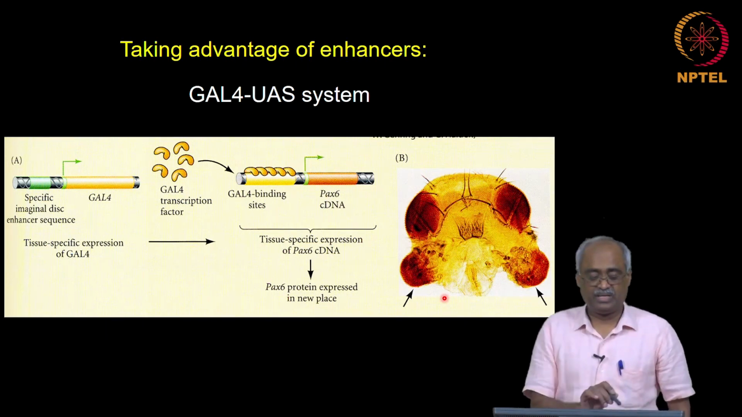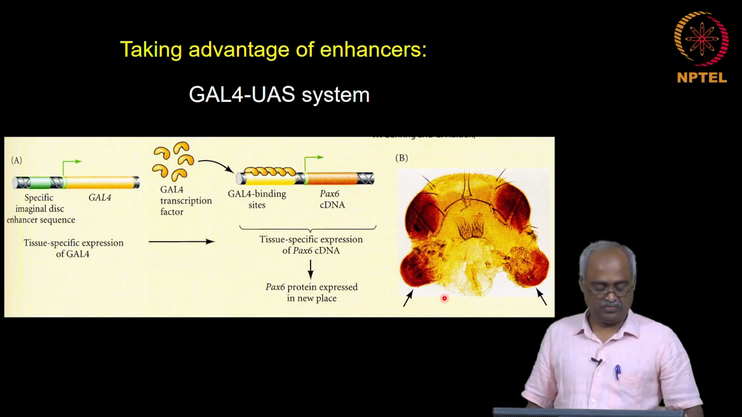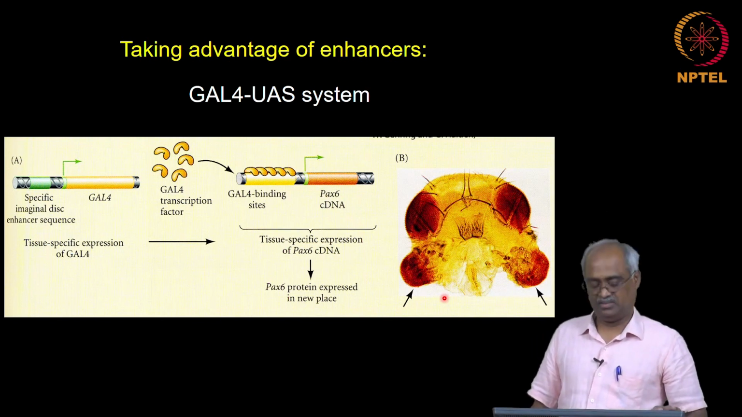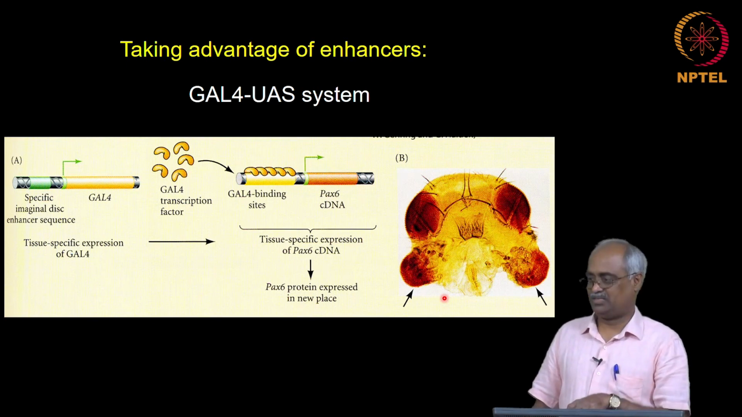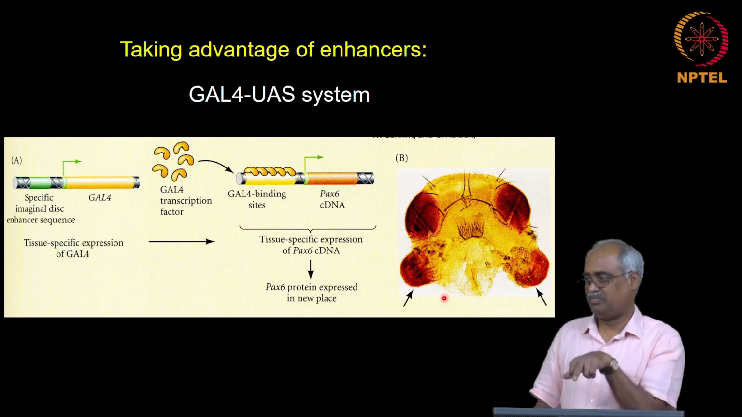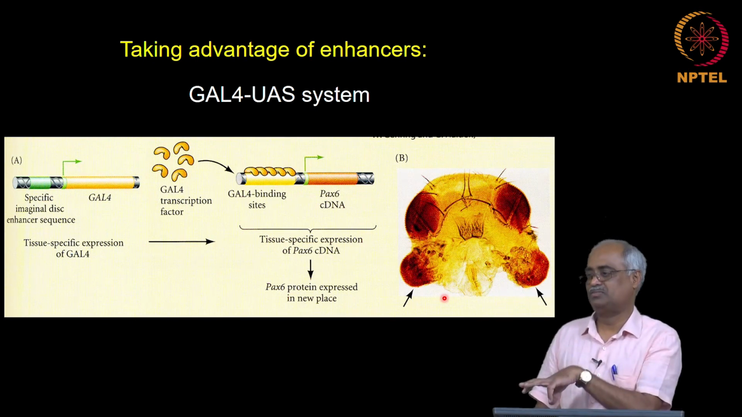So, I can have a library, where the driver is this and this is the UAS. By bringing them together I can activate that. That is the main reason. You want to know in which imaginal disc, if I activate PAX6, I will see this phenotype, or rather if I express PAX6 in different imaginal discs, what happens. That is what you are testing.